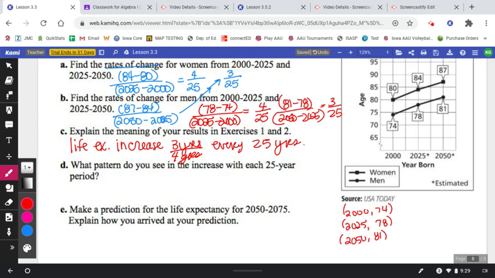What pattern do you see in the increase with each 25-year period? So the first time it was 4 years, and the second time it was 3 years. So it's going down 1 year. Make a prediction for the life expectancy for 2025 to 2075. So if it's going down each 25 years, it's going down by 1. The women and men would both increase only by 2. So women would be 89 and men would be 83.